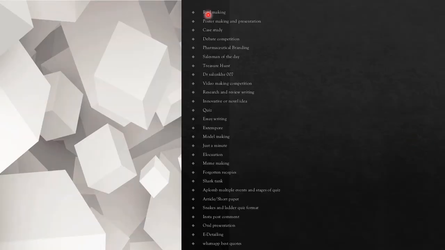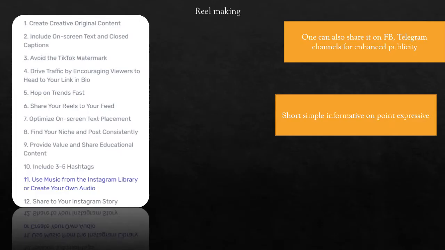There are a number of competitions like reel making, poster making, case study, debate, pharmaceutical branding, salesman of the day, treasure hunt, Dr. Salon case, video making, review writing, entrepreneurship competition, quiz competition, essay writing, extempore, model making, just a minute, elocution, meme making, WhatsApp best quotes, e-detailing, oral presentation, best poster presentation, Instagram post, article, short paper, multiple events, Shark Tank, etc. So we'll see one by one the different competitions available and how you can win them.